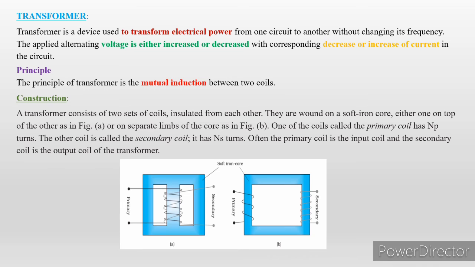Construction. A transformer consists of two sets of coils insulated from each other. They are wound on a soft iron core, either one on top of the other as shown in figure A, or on separate limbs of the core as shown in figure B. One of the coils, called the primary coil, has NP turns. The other coil is called the secondary coil. It has NS turns. Often the primary coil is the input coil and the secondary coil is the output coil of the transformer.